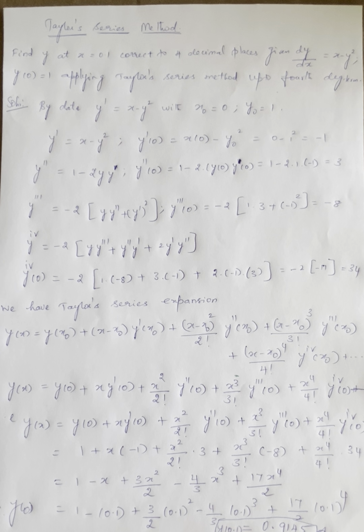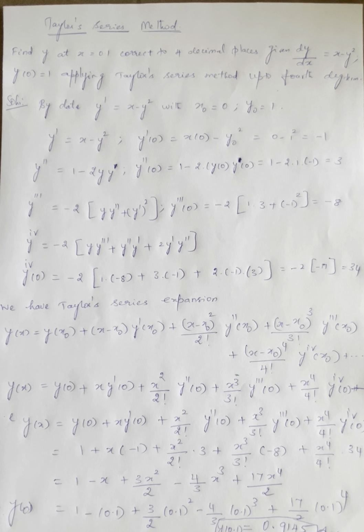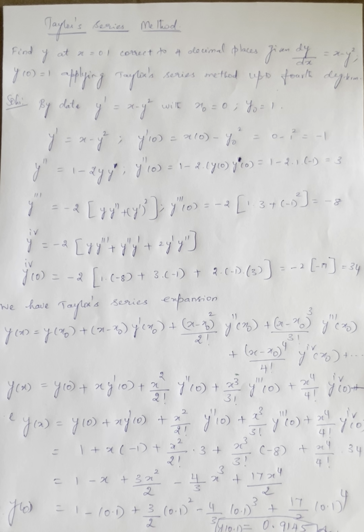Since we have found the value of everything, I am going to substitute, and then I will be getting that y of x is equal to 1 minus x plus 3x squared by 2 minus 4 by 3 x cubed plus 17 by 2 x power 4. So your y of x is equal to 1 minus x plus 3x squared by 2 minus 4 by 3 x cubed plus 17 by 2 x power 4.